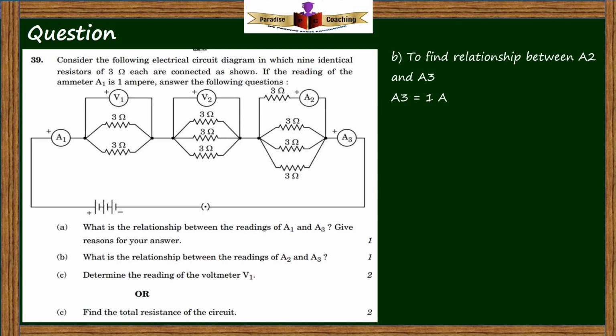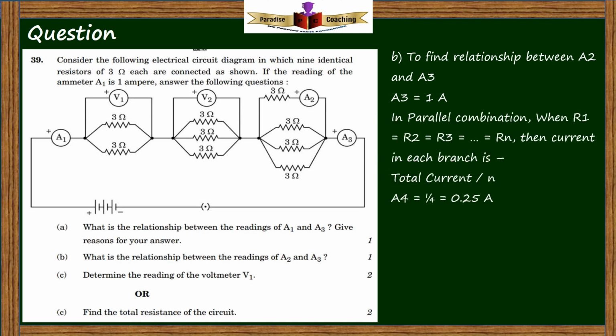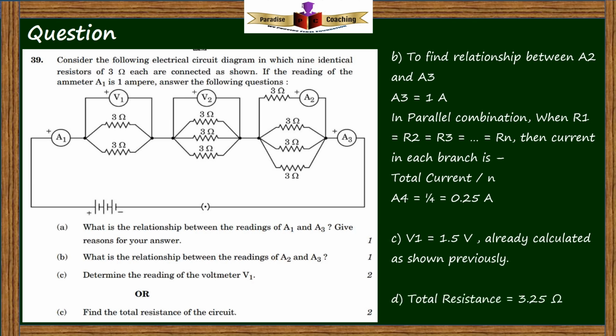Question B. To find the relationship between A2 and A3. Recall, when all resistors have the same resistance value, the current in an individual branch is calculated as total current divided by number of resistors. V1 is already calculated. V1 is 1.5 volt. Total resistance is 3.25 ohms. Tip: use a calculator to solve such questions.